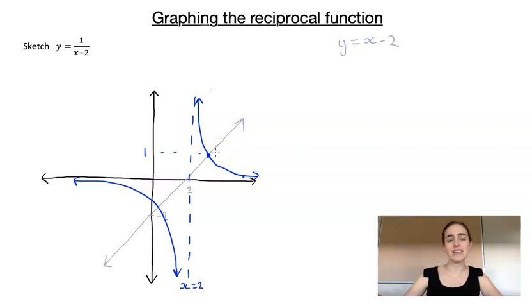The thing just to consider is that our original function y equals x minus 2 was always increasing, and the reciprocal function that we have is always decreasing in its two sections. So we're just using that as a double check. All right, so that's graphing that reciprocal function.